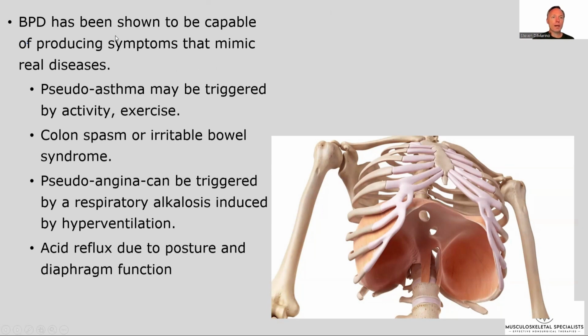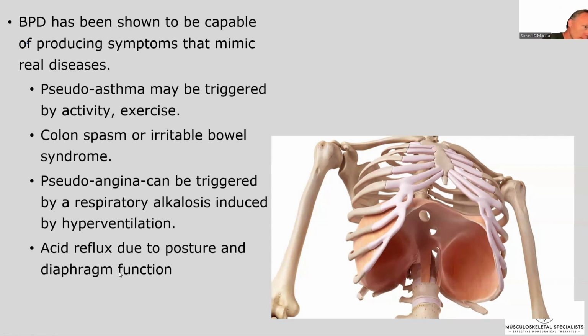Okay, a breathing pattern has been shown to be capable of producing symptoms that mimic real diseases. Now, this is real, okay? You can think you have asthma, but you don't. You can have colon spasms. You can have irritable bowel syndrome, but it's actually the diaphragm's function not working. You can think you have heart problems and think you have angina, but you don't have angina. You've got a breathing pattern disorder. You can have alkalosis. You could have acid reflux due to posture and diaphragm function.